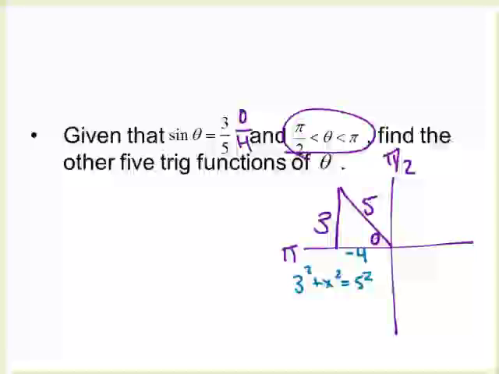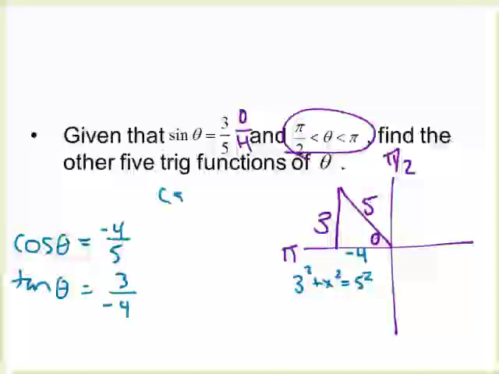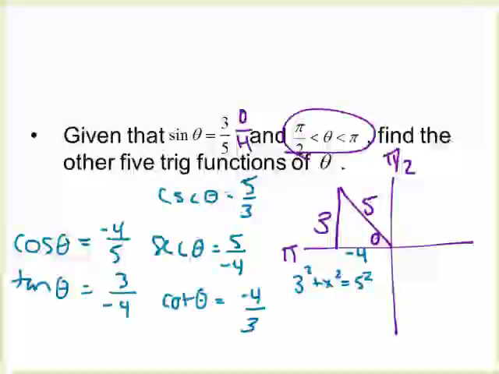We don't need to do sine because they already gave us sine, but we need to know what cosine is. Cosine is adjacent over hypotenuse. Tangent is opposite over adjacent. Cosecant is the reciprocal of sine. Secant is the reciprocal of cosine. And cotangent is the reciprocal of tangent.